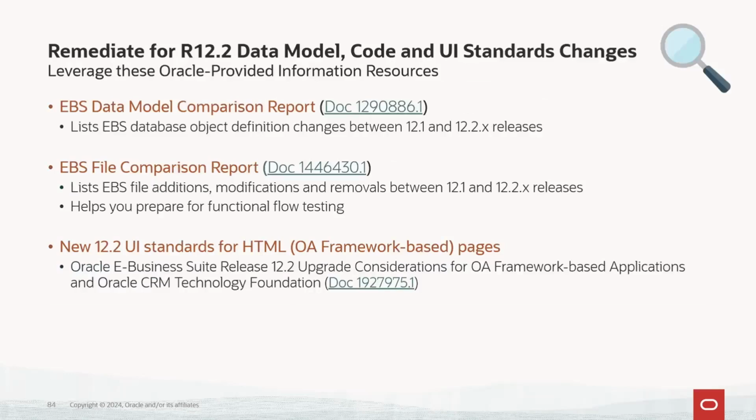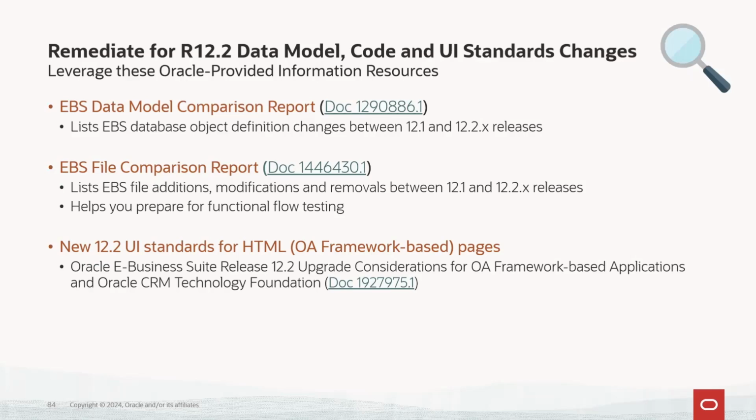There are some other reports that your customization developers will want to know about. In particular, on My Oracle Support, we have something called the EBS Data Model Comparison Report. And what it shows you are the changes in the EBS data object definitions between the 12.1 and each of the 12.2.x releases. These are the changes in the delivered code. It doesn't have the ability to introspect your code.